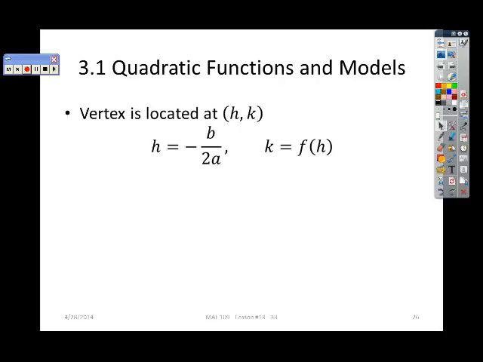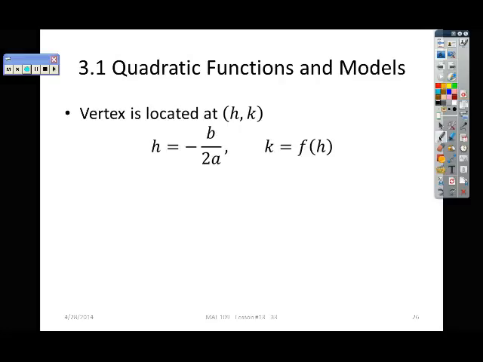And a and b here are this a and b. So that's the x coordinate of the vertex. Take this value and plug it into the function, and that will give me the y value of the coordinate. So if you do these calculations, this will just be a number. Plug that number into here, and that will give you the number that is the y coordinate.